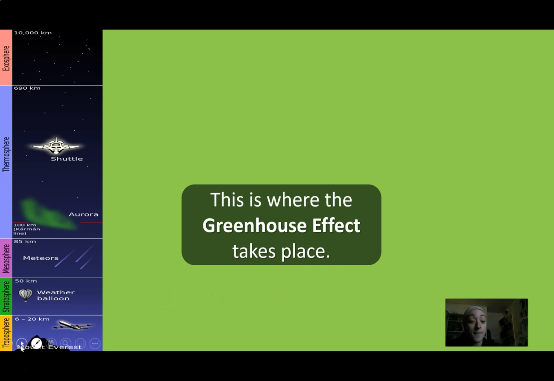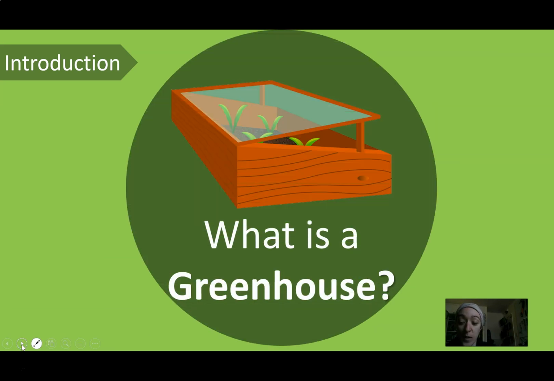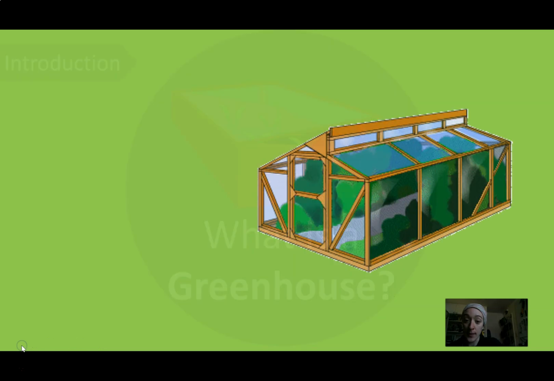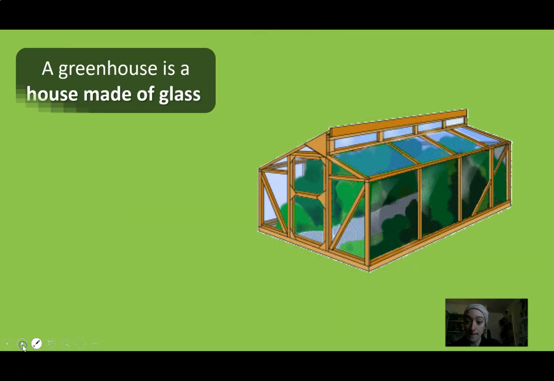So the greenhouse effect is, well, let's talk about it. First, let's talk about what is a greenhouse. Okay, let's all get on the same page. But what is a greenhouse? So a greenhouse, you might have seen one before. Maybe you have one in your backyard, or maybe somebody in your family has one, or sometimes you can see them on the side of the road. Big houses made of glass, mostly used for growing plants.